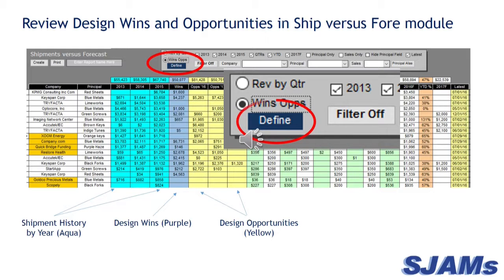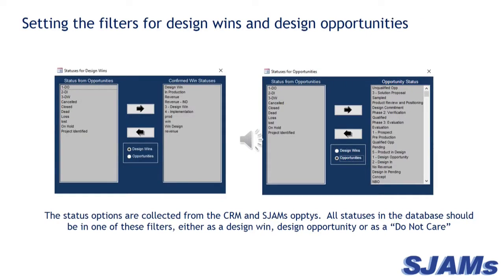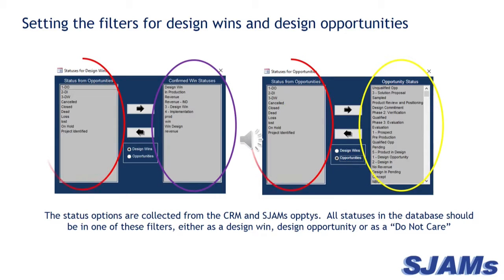Clicking on the Define button will produce the following filter. The filter has 2 views, one for design win status, one for design opportunity status. The filter polls all of the opportunities in SJAMs, whether they are CRM opportunities or SJAM opportunities. Therefore, every potential status in your database should be available in these 2 filters, and you, as the users, can define every opportunity as either a design win, a design opportunity, or a do not care.